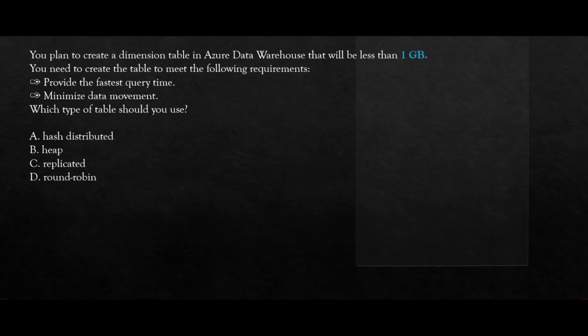Let's switch to question number 19. Now this question, if you need some time, you can pause this video here. So this question is talking about a dimension table in a data warehouse that will be less than 1 GB. So what is required is you need the fastest query time and you need to minimize the data movements. So these are the four options.